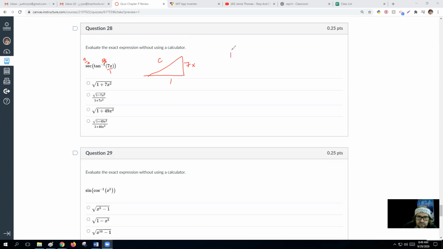So let's set it up. 1 squared plus (7x) squared equals c squared. So 1 plus, now if we square this, it becomes 49x squared, equals c squared. And so to get c, we just take the square root of that, 1 plus 49x squared. Now, if we want to find the secant, we're going to take the hypotenuse value and put it over the adjacent value, which is 1, which just comes out to be radical 1 plus 49x squared.